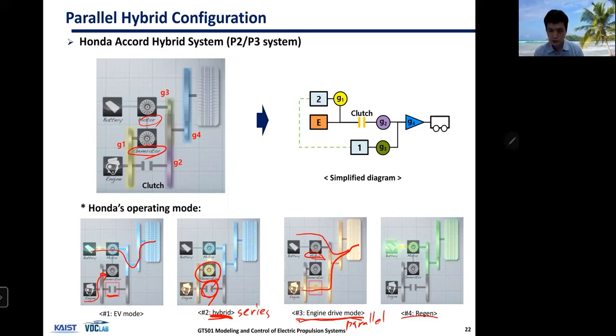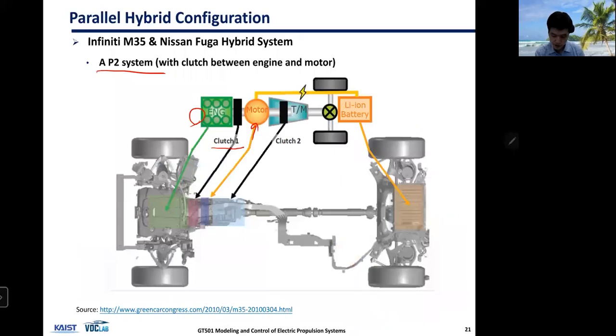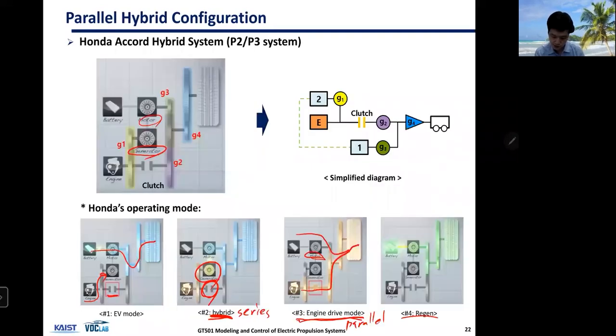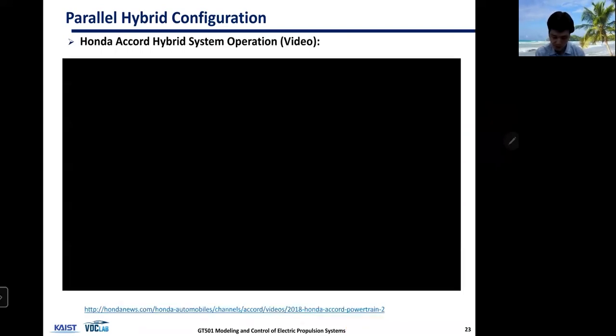When compared to P2, these P2 hybrids, you have parallel mode with multiple speed. So usually the Honda system operates the parallel mode at high speed, where direct engine connection is helpful and good. So at high speed, usually the engine is efficient. So that's how it's operated.